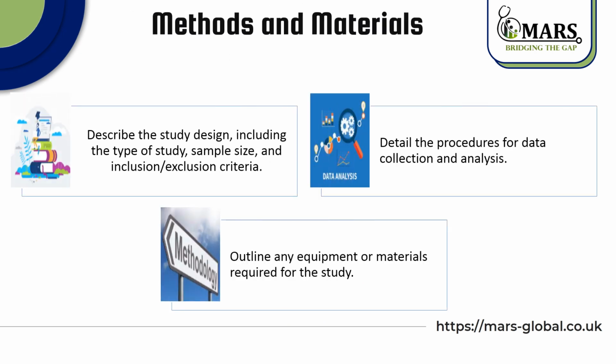Methods and materials. You need to describe study design, including type of study, sample size calculation, and inclusion and exclusion criteria. And you have to detail the procedure for data collection and analysis. Also, outline any equipment or materials required for your study.